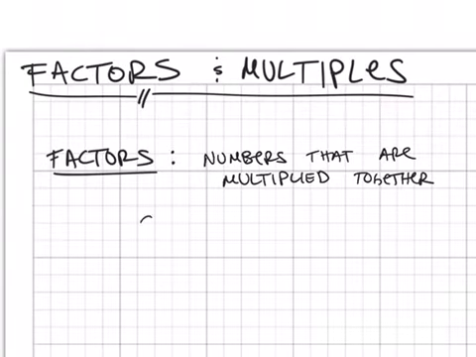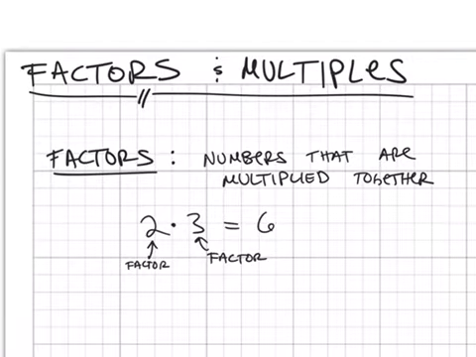So for instance, this multiplication problem, 2 times 3, has two factors. One factor is the number 2, the other factor is the number 3, and the product, what you get out, is the number 6. So any two or more pieces of a multiplication problem are factors.